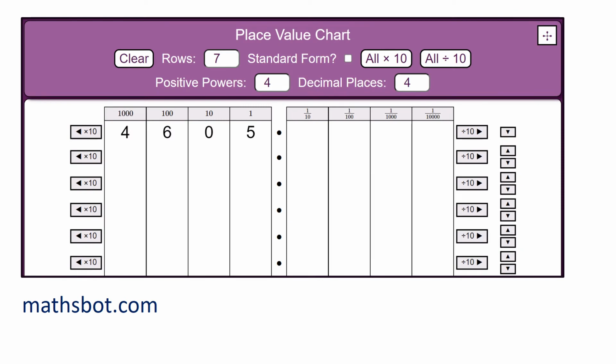Alternatively, on the mathsbot.com website, you can type in, so for example here I've typed in the 4605, and you could be asking your child to do whatever you want with them really, so multiply by 10 or divide by 10, and then use the little arrows at the left and the right hand side to physically make those moves and to check the answers. So on the mathsbot.com website, you would click on the Tools tab, which sits at the top, and then look for the place value chart.